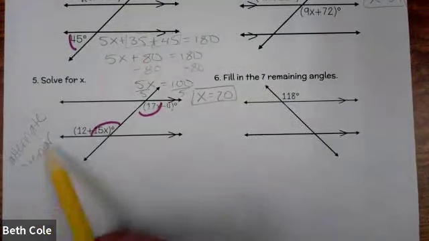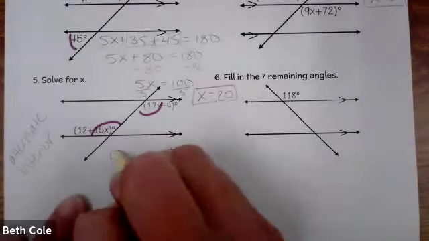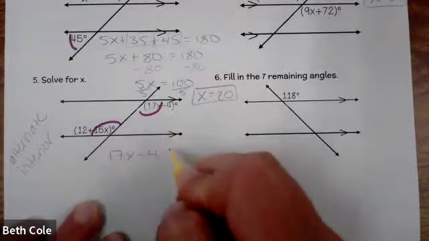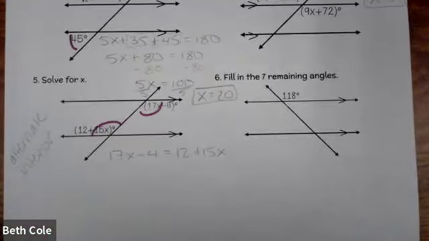All right, so does this mean they're congruent or supplementary? You can look back at the other side of your paper. Congruent. Good. So we're going to set them equal. 17x minus 4 equals 12 plus 15x. So you don't involve a 180. You just set them equal to each other since they are congruent. That's a trickier algebra problem.